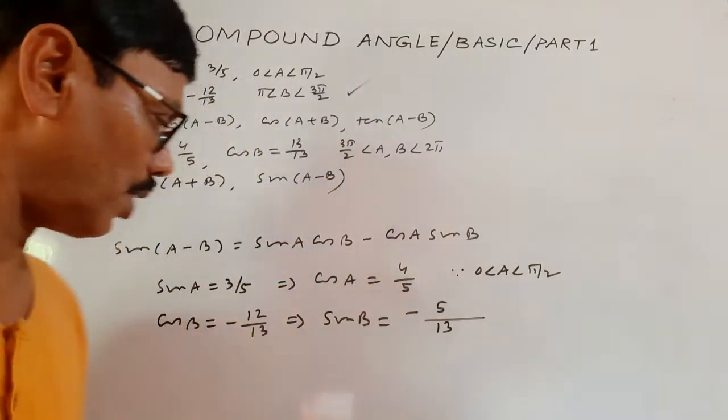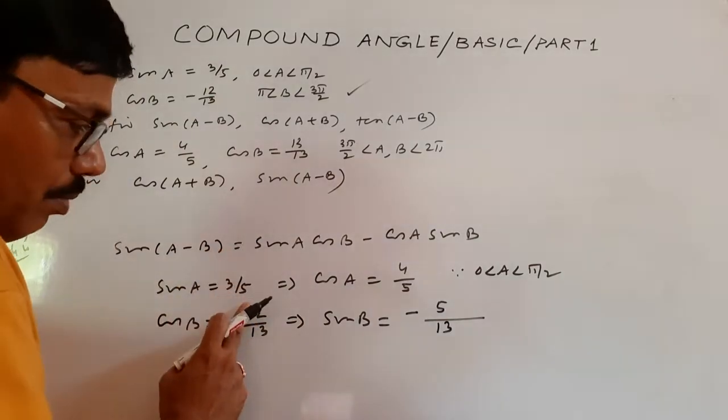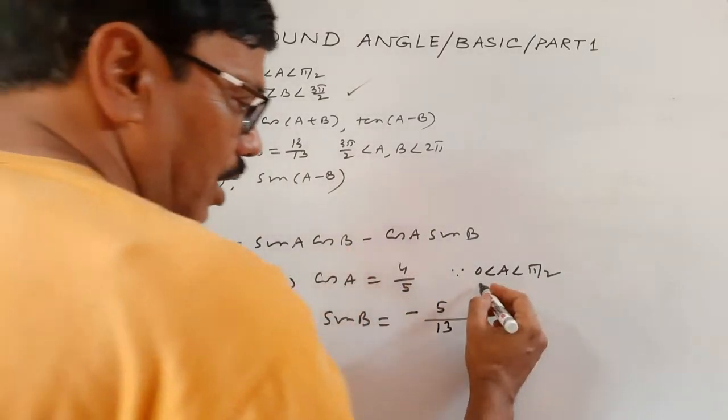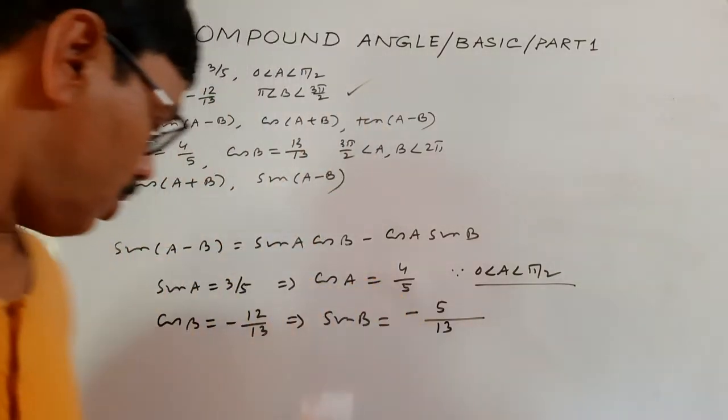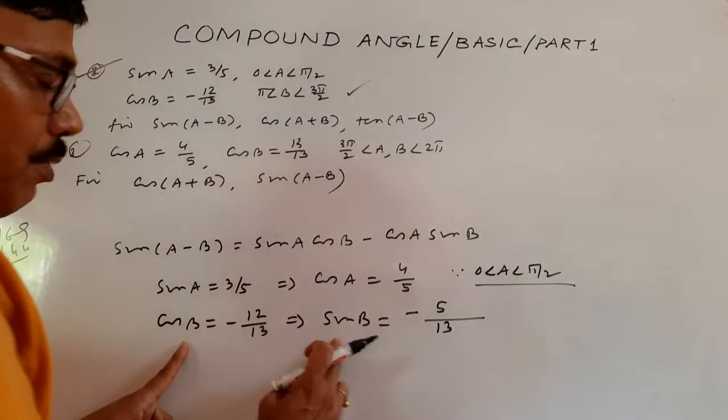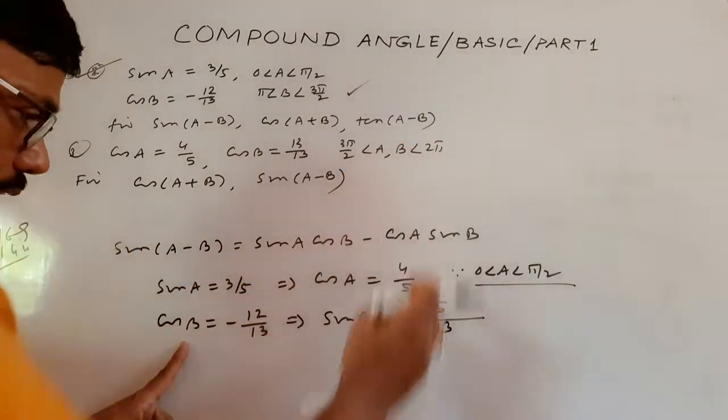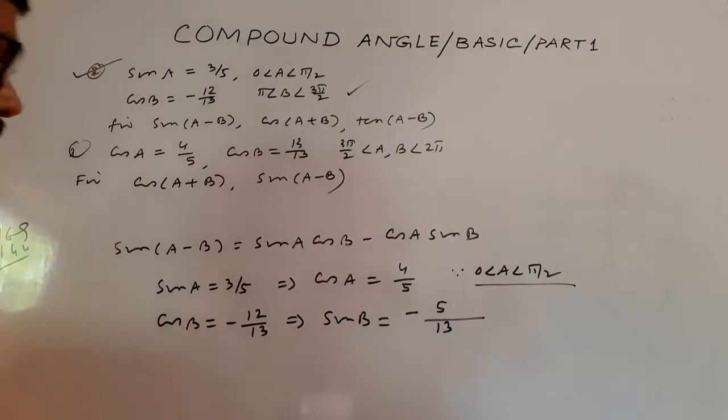So this should be noted. Listen. Sin A is 3 by 5, obviously cos A is 4 by 5. It belongs to the first quadrant, all are positive. So cos B negative, sin B also negative in the third quadrant. So this is minus 5 by 13.